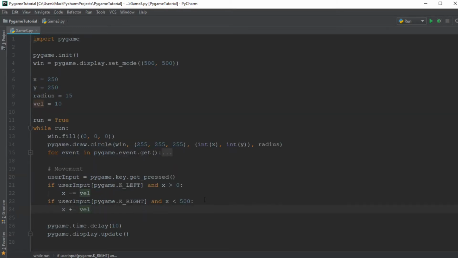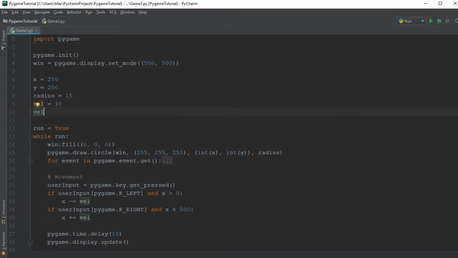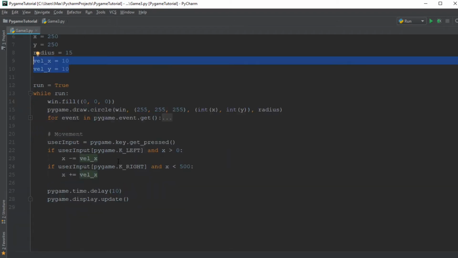So the first thing that I want to do is to add another velocity component and sort of differentiate between the velocity in the x direction and the velocity in the y direction. So that is going to both be 10, and in the movement code block I now also need to adjust the variable because I've just renamed it. So I'm going to call this velocity x and velocity x again.